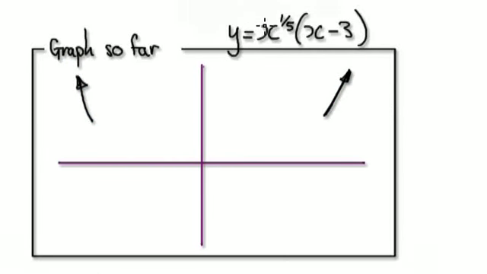The next thing to do here is try and establish where this graph crosses the y-axis and the x-axis. So they're quite easy to find out. If you put 0 into the x here, then overall this thing will be 0. So y will be 0, meaning that it must cross right at the origin.